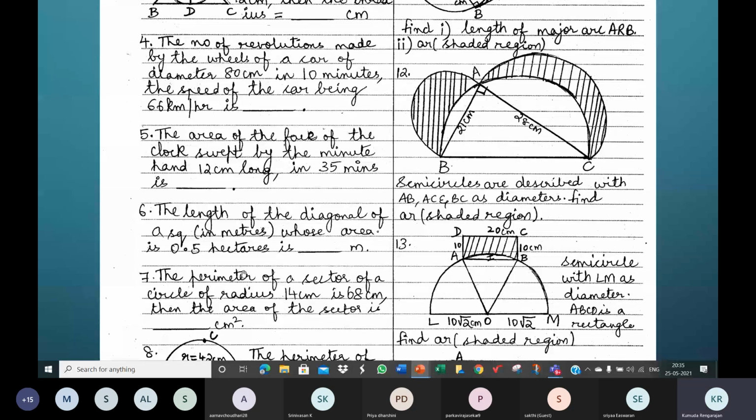And for the sixth one, what is 1 hectare? An area of 1 hectare is equal to 10,000 meter, ma'am. Meter square. Hectare is a unit for area, not for length. Hectare is a unit of area. 1 hectare is equal to 10,000 meters square. An area of 10,000 meters square is called 1 hectare.